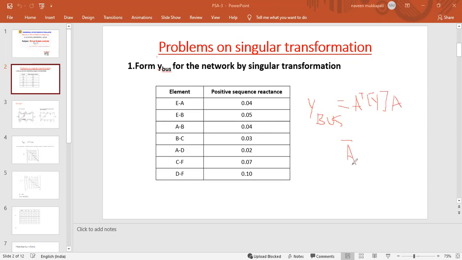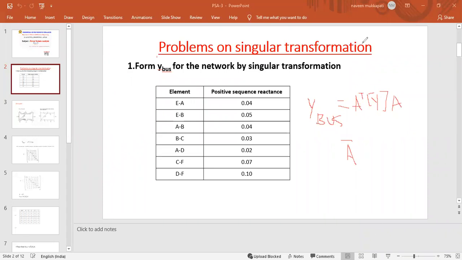First, we obtain the A bar matrix. After that, we write down the A matrix. By using this A matrix, we determine the A transpose, and then multiply A transposed into Y into A. First, we determine the Y matrix or the Z matrix.